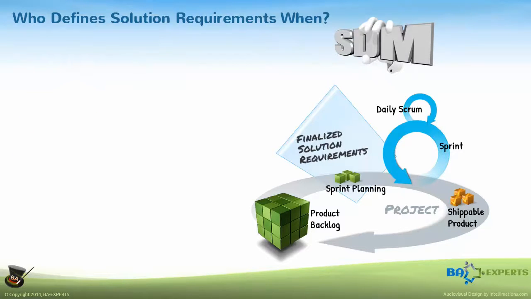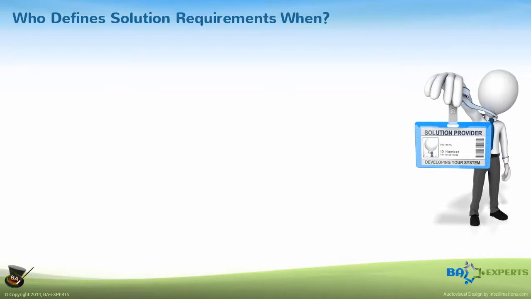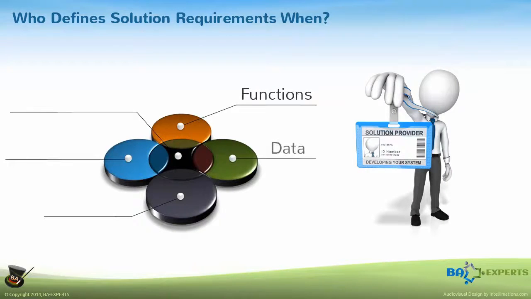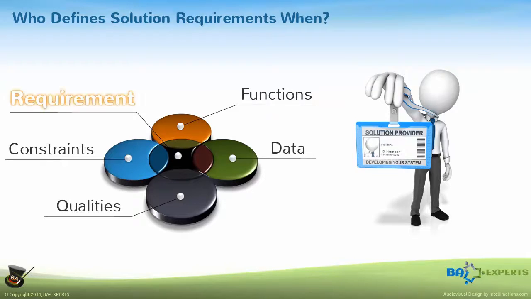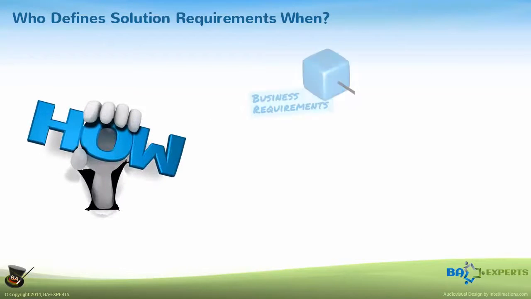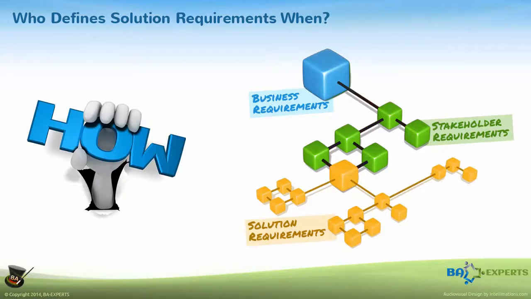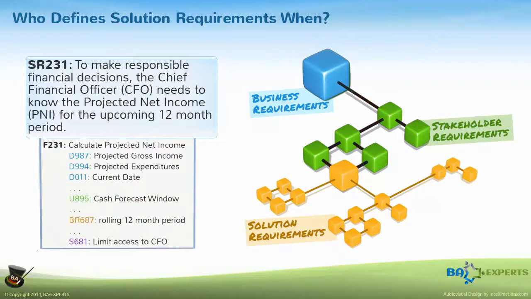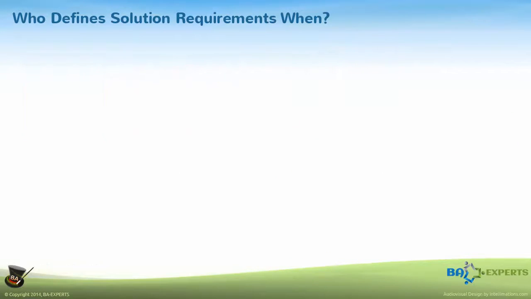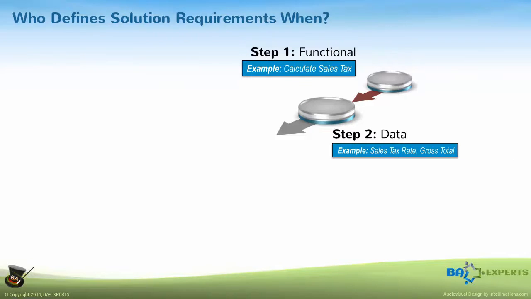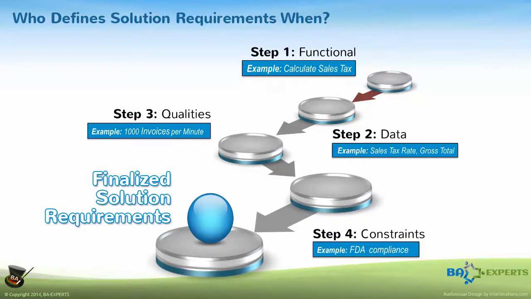Regardless of who defines solution requirements and when they do it, solution providers need a sense of direction in all four dimensions, functions, data, qualities, and constraints, for each requirement to guide their decision-making process. The critical question is how to get from business and stakeholder requirements to the solution requirement level. In this segment, we'll introduce you to a technique for extracting explicit and implied solution requirements, both functional and non-functional, from a requirement statement. The technique starts with the functional dimension and progresses toward the non-functional dimensions, data, quality, and constraints, later. This ensures that the technique is repeatable and verifiable to minimize missing solution requirements.